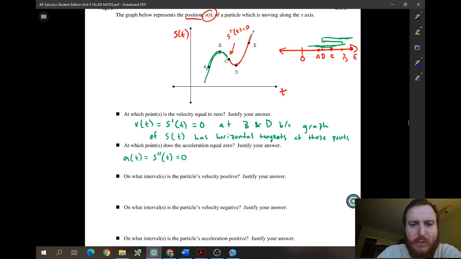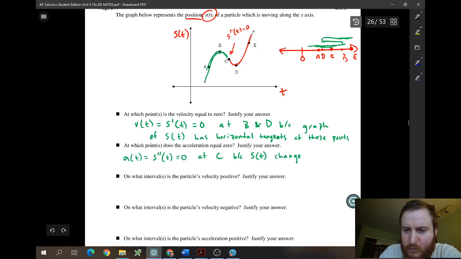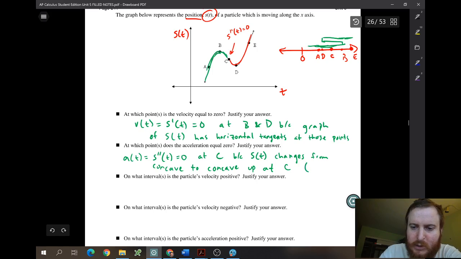When you're looking for inflection points, you're always looking for these spots where it starts to look like a straight linear line, like y equals x or negative x. It's in between those concave up and concave down sections. So that happens at point C, and that's because S of t changes from concave down to concave up at that point. So C is an inflection point.